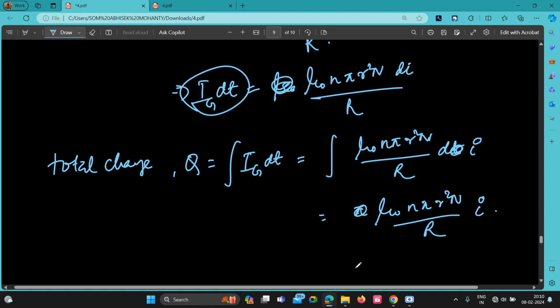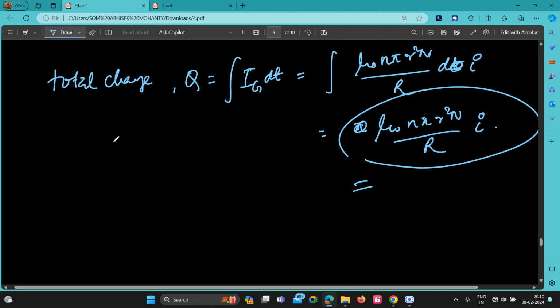Now everything is there. You just have to put the values. I did the whole derivation. You just have to put the values. That's it, I'm not going to do that for you also. Please put the values and let me know the answer.